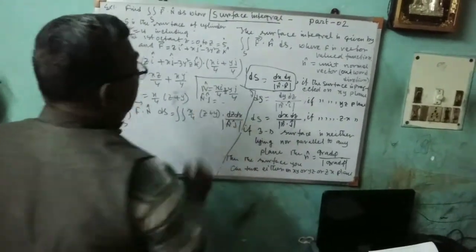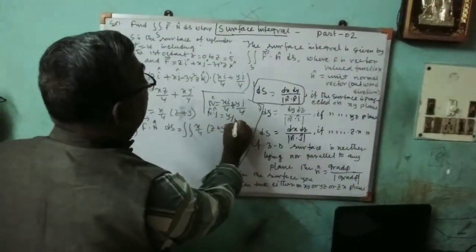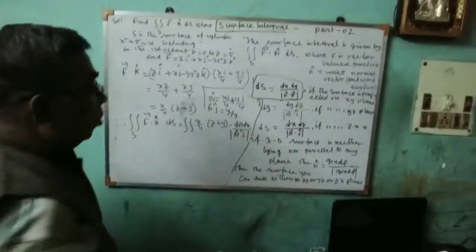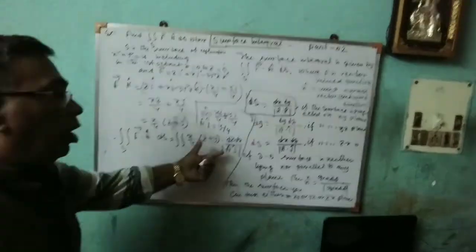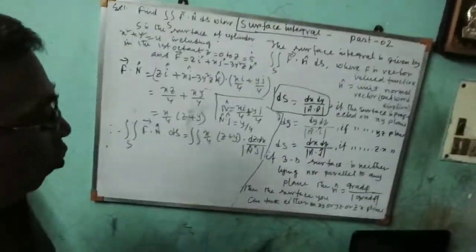In that case, what is this value? That is y by 4. So here you have to write y by 4. Then you can solve it. No problem. Here you have to write y by 4, so that calculation you can do, no problem.